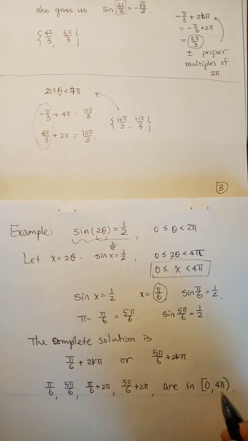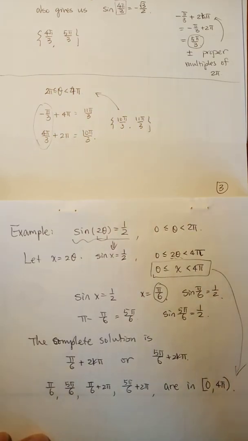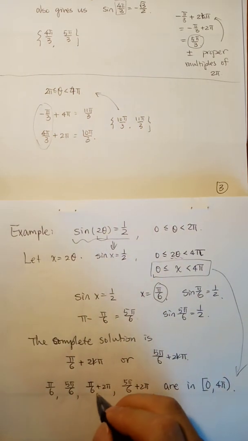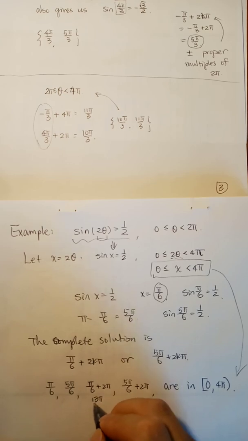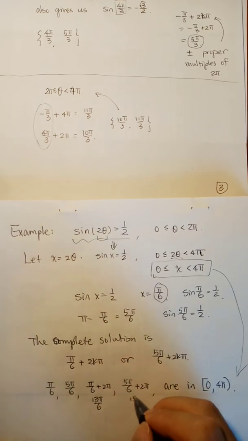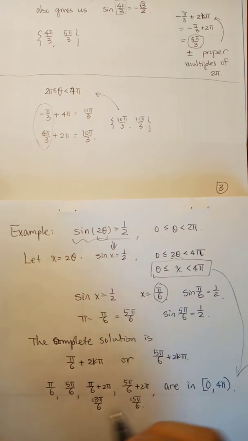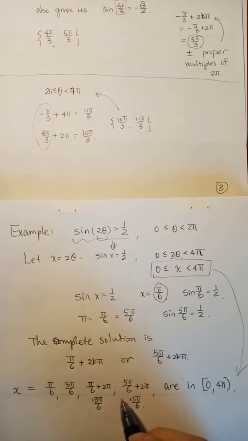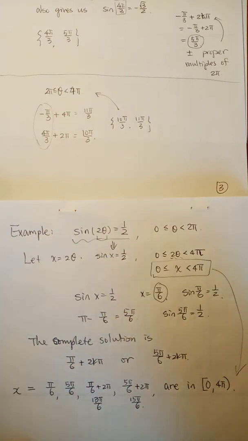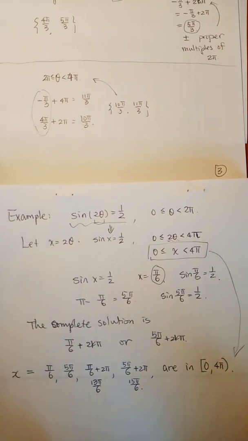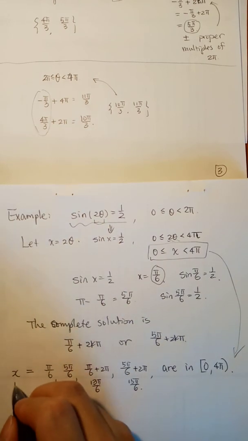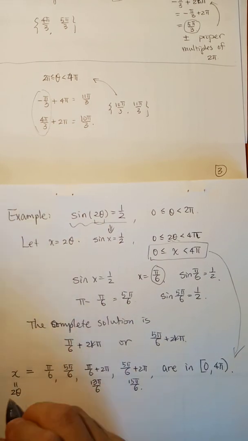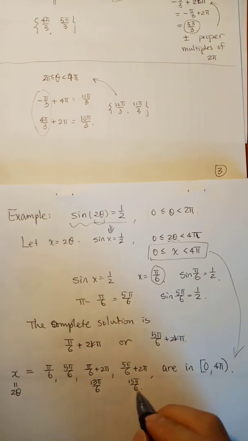There are 4 solutions inside the required domain. So x can be this, 13 pi over 6, this, 15 pi over 6. Okay, so they are x. What is a variable? Variable is theta, not x. X is something you create, not the given one by the problem. So x is 2 theta. So 2 theta is this, 2 theta is this, 2 theta is this, and 2 theta is this.